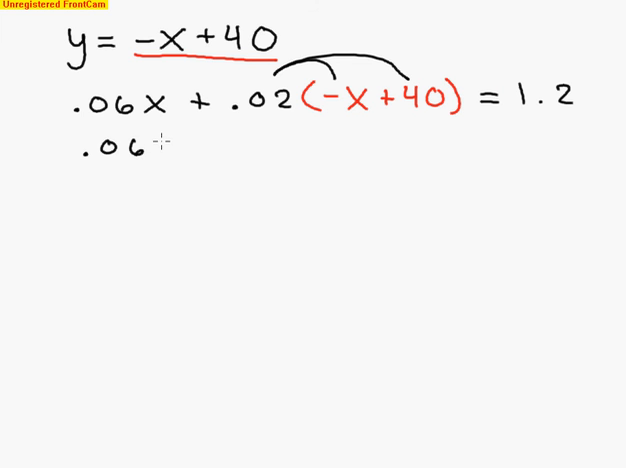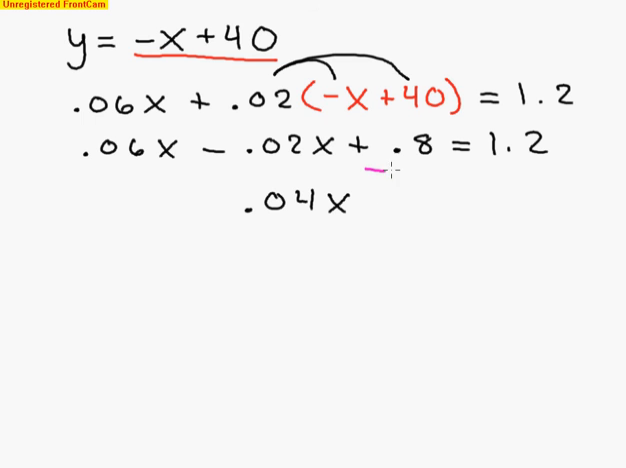Now we're going to have to distribute in order to get out of the parentheses. So we have 0.06x minus 0.02x plus, and 0.02 times 40 is 0.8, equals 1.2. Now we'll combine like terms. So we'll have 0.04x, and let's be a little bit adventurous. Let's subtract that 0.8 from both sides of the equation. And 1.2 minus 0.8 is 0.4.